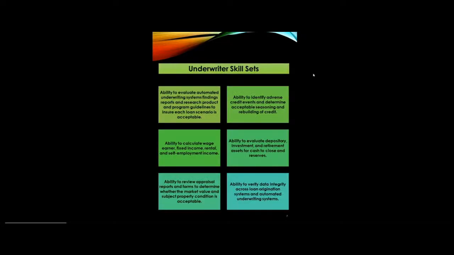Underwriter skill set. It's basically the ability to evaluate automated underwriting systems, findings, reports, research products, and program guidelines to ensure each loan scenario is acceptable. Ability to identify adverse credit events and determine acceptable seasoning and rebuilding of credit.